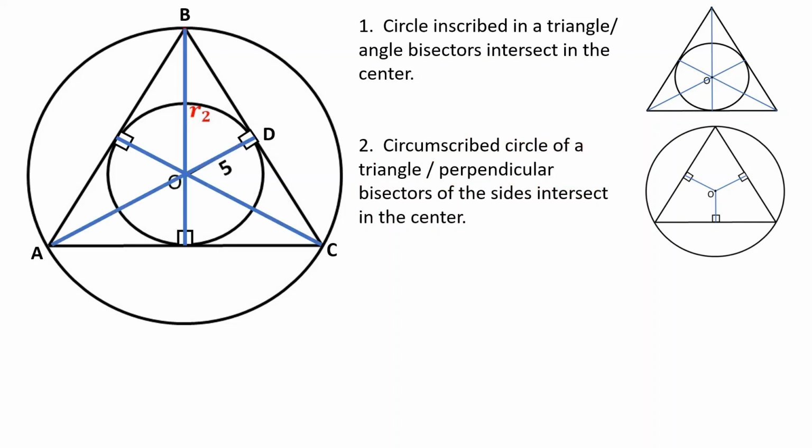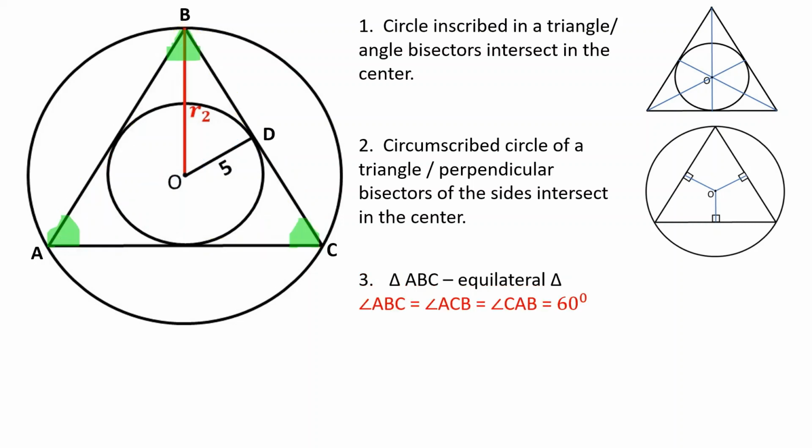Since both circles have a common center, the angle bisectors and the perpendicular bisectors of the triangle's sides are the same. Therefore, triangle ABC is an equilateral triangle because the altitude bisects the angle of the vertex and bisects the base. All angles of this triangle are equal to 60 degrees.